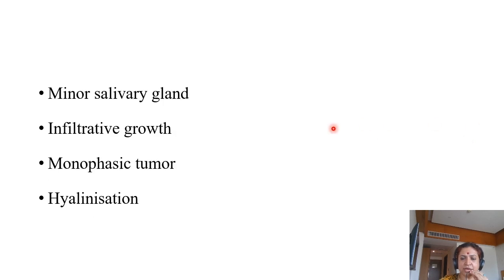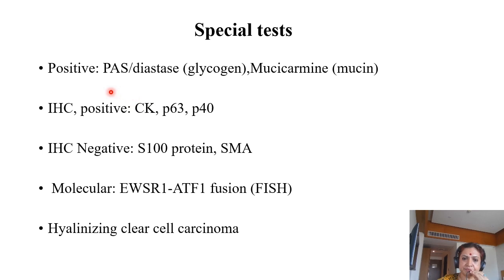So as we have seen throughout this lecture, it is a minor salivary gland tumor, a palatal tumor, having infiltrative growth. It is a monophasic tumor with hyalinization. So our direction should be towards a low-grade salivary gland carcinoma. Accordingly, based on the differential of hyalinizing clear cell carcinoma, positivity for special stains is PAS diastase, mucicarmine.